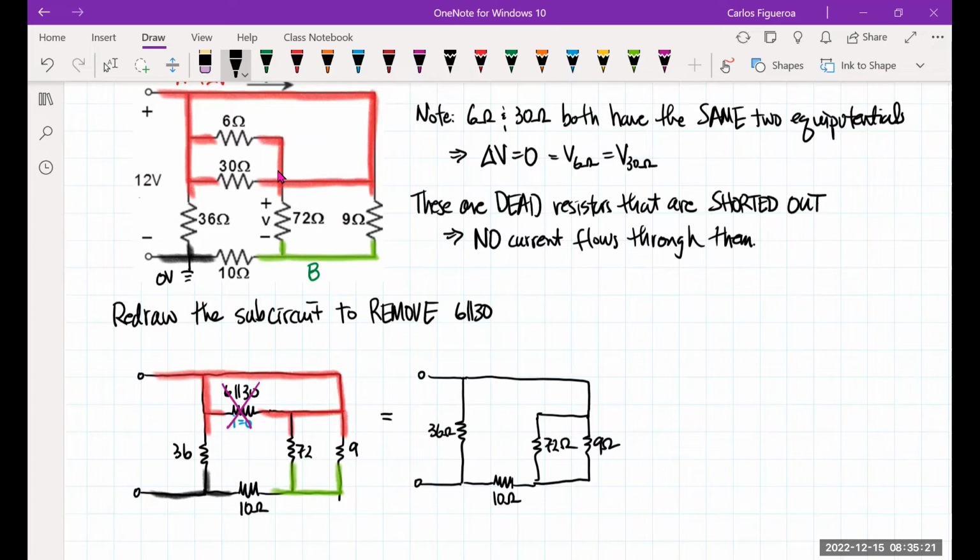So I literally removed that thing. So again, let's go through the process here. What you're seeing here is my node A, which is 12 volts. Here's my ground, which is of course 0. And then finally, I have my B node, which is this green one.